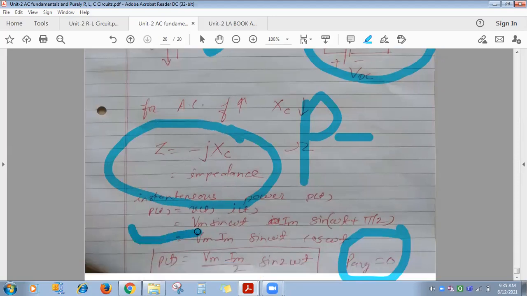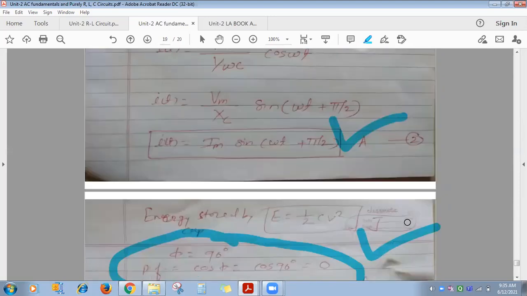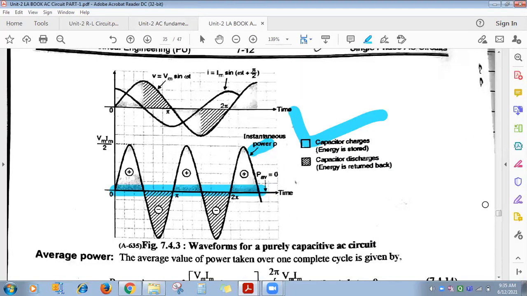Instantaneous power equation is Vm Im by 2 sin of 2 omega t. Average power is 0. Energy stored by a capacitor is half CV square joule. Okay, now we'll see some numericals based on these topics.